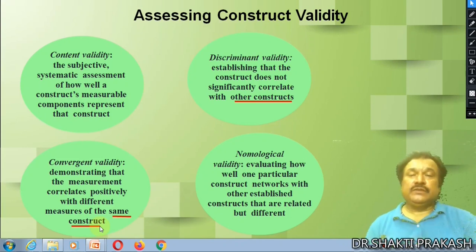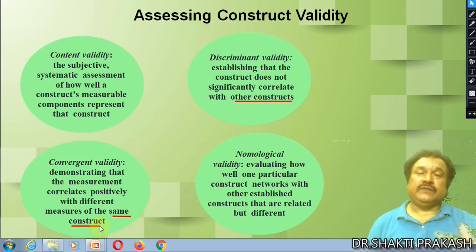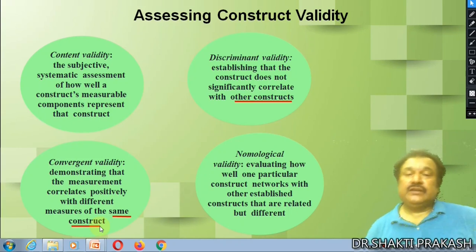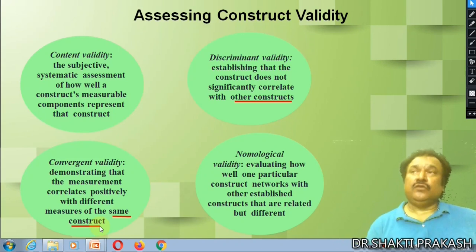What is the difference between convergent validity and discriminant validity? For discriminant validity, we have two types of constructs, like trustworthy and knowledgeability. Trustworthy and knowledgeability are two different constructs, so there should be a difference, and between these two different constructs there should not be correlation. That should be discriminant.